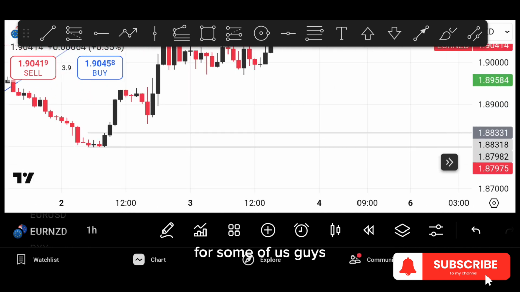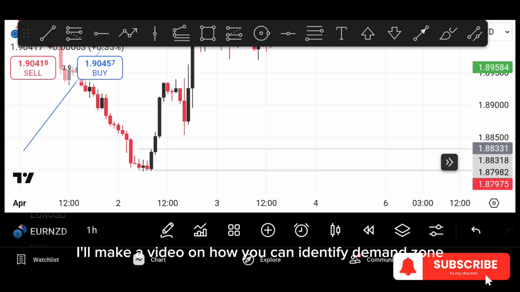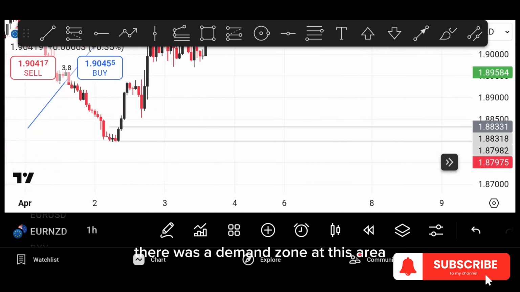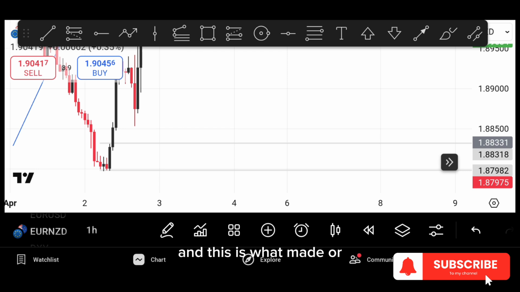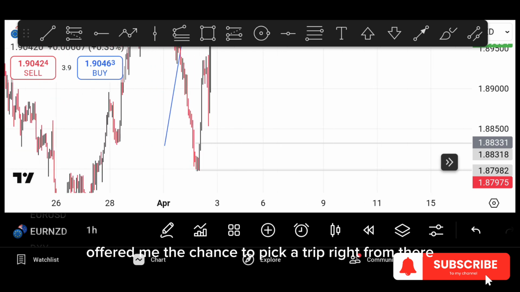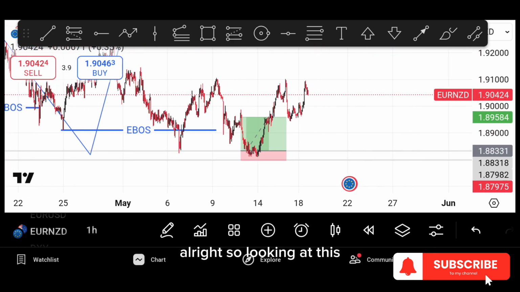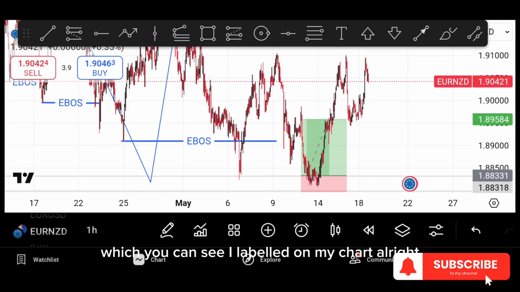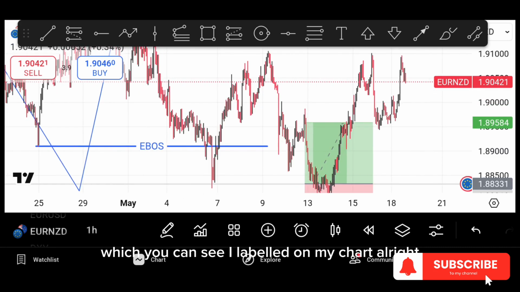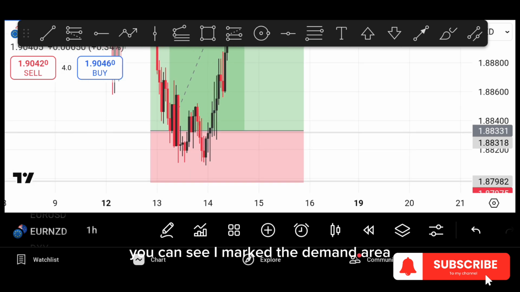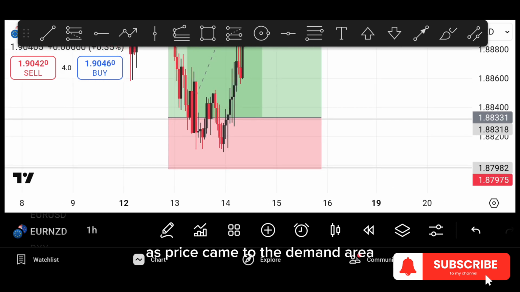For some of us, guys, I'll make a video on how you can identify a demand zone. Alright, a quality demand zone. There's a demand zone at this area, and this offered me the chance to pick a trade right from there. So looking at this, we have an external break of structure which you can see I labeled on my chart. Right. And as price came into the demand area, price flew all the way to profit, guys.